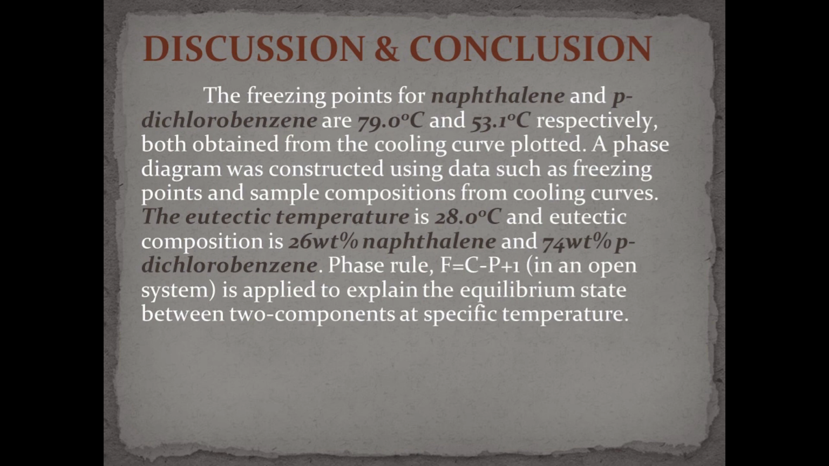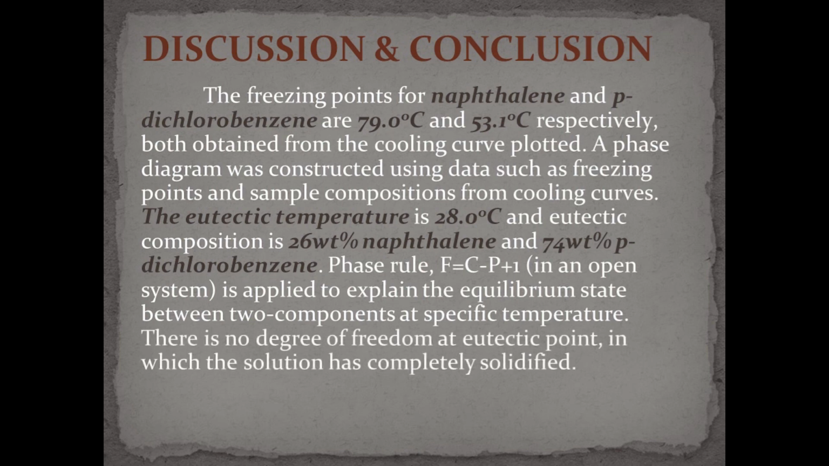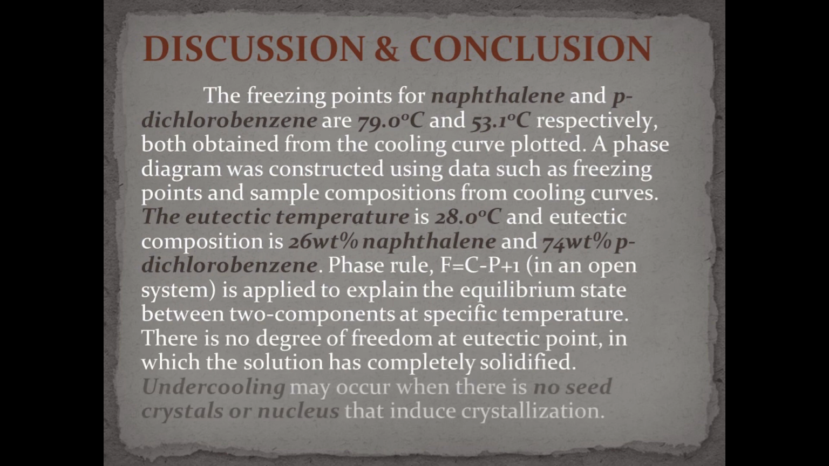Phase rule F equals C minus P plus 1 in an open system is applied here to explain the equilibrium state between two components at specific temperature. There is no degree of freedom at the eutectic point, in which the solution has completely solidified. Undercooling may occur when there is no seed, crystals, or nucleus that induce crystallization.